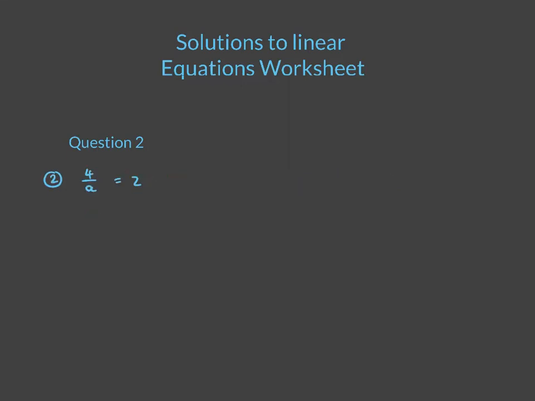Question 2. 4 over a is equal to 2. Easiest way is to multiply a on both sides. So therefore 4 is equal to 2a. That means 2a is equal to 4. Divide both sides by 2. Therefore a is equal to 2.